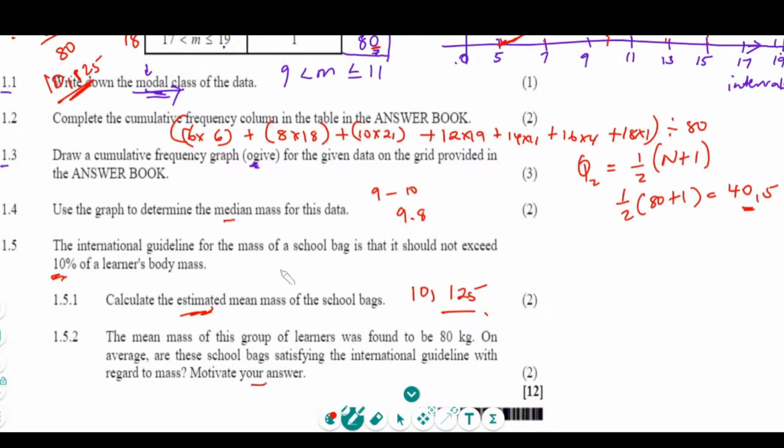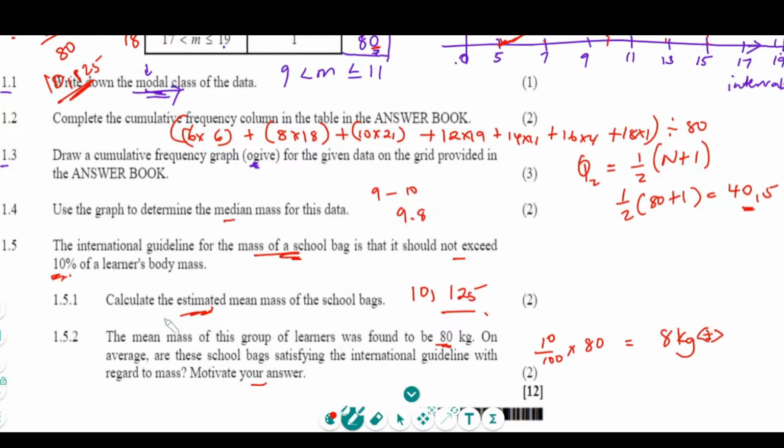So the international guideline is telling us that the mass of a school bag should not exceed 10%. So if the average mass of a learner is 80, we can get 10% of 80, and that is 8 kilograms, which means the bag should not exceed the 8 kilograms.